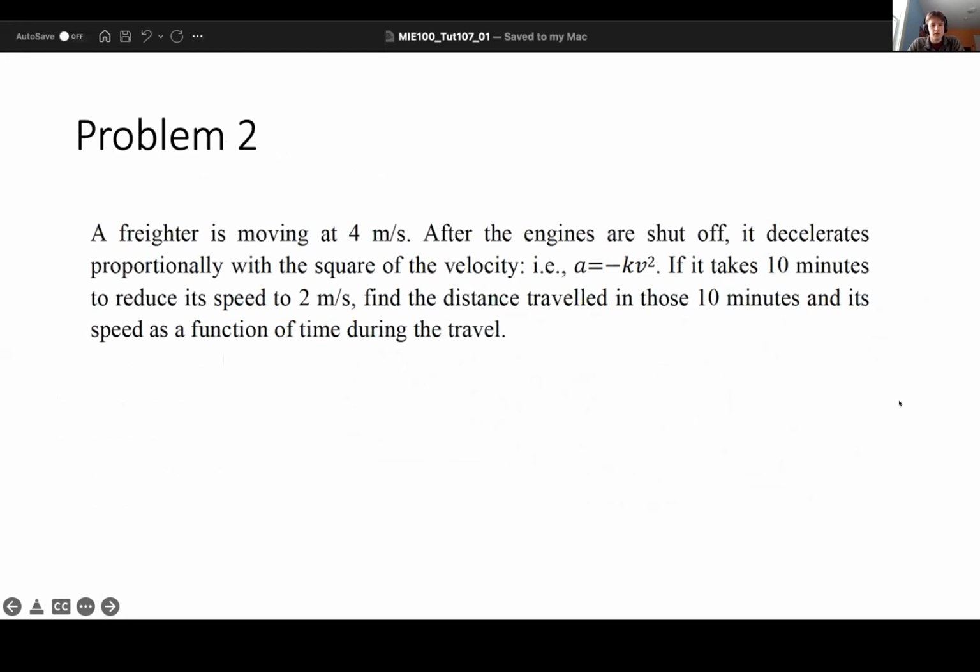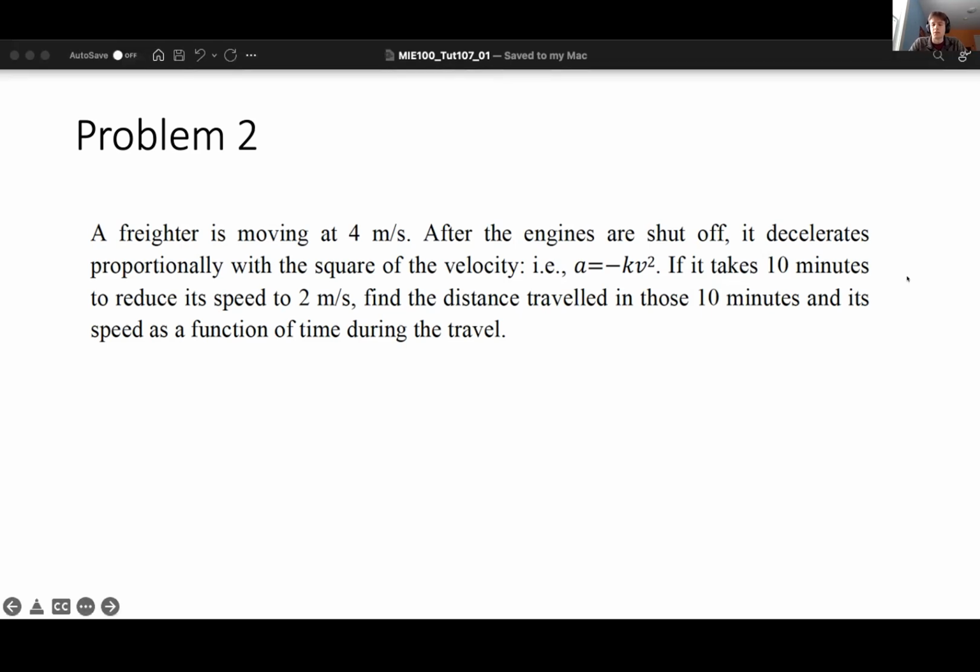Problem 2, we got a freighter moving at 4 meters per second. After the engines are shut off, it decelerates in proportion to the square root of velocity, or its square velocity. And after 10 minutes, the speed is reduced to 2 meters per second. So the goal is to find the distance traveled in those 10 minutes, and the speed as a function of time. So there's 2 solutions we're looking for in this problem. I'll give you guys about 10 minutes.